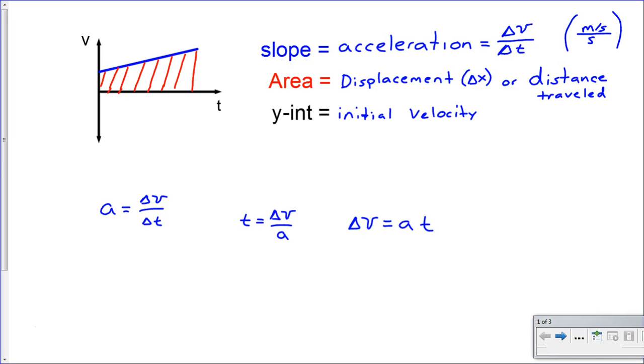What those red lines indicate is the area underneath the velocity versus time graph, and in this case, the area is equal to the displacement or the distance traveled. So oftentimes we'll need to find how far something travels, and to do that we find the area underneath the graph.